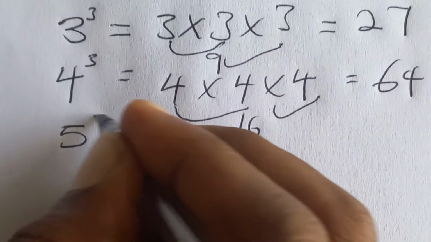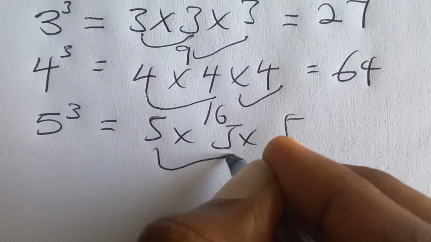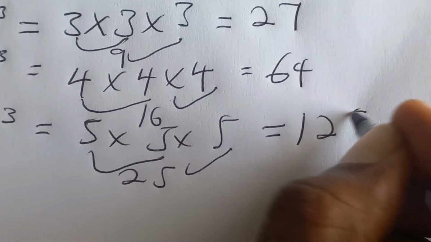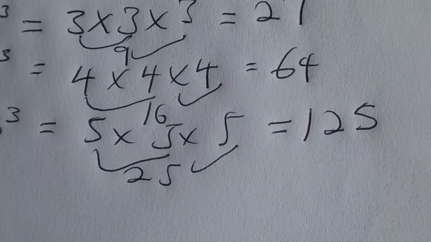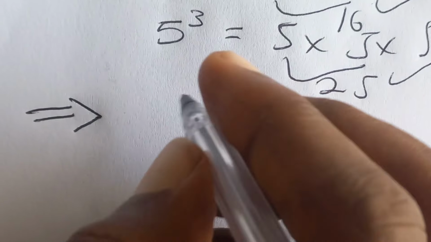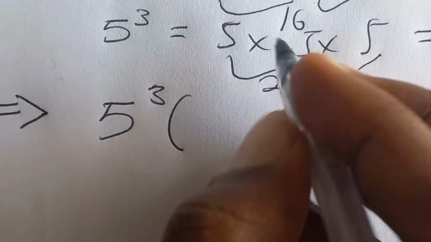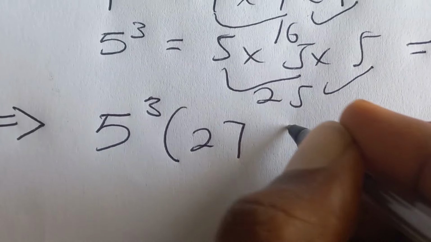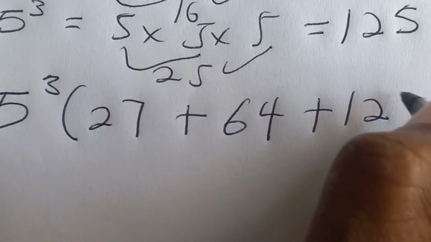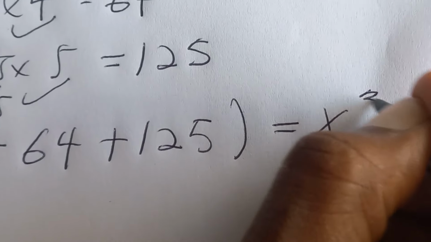And then 5 exponent 3, we have 5 times 5 times 5. So 5 times 5 is 25. 25 times 5, we are getting 125. Okay. So now our equation is going to be 5 exponent 3 into bracket 27 plus 64 plus 125 bracket, which is equal to x exponent 3.